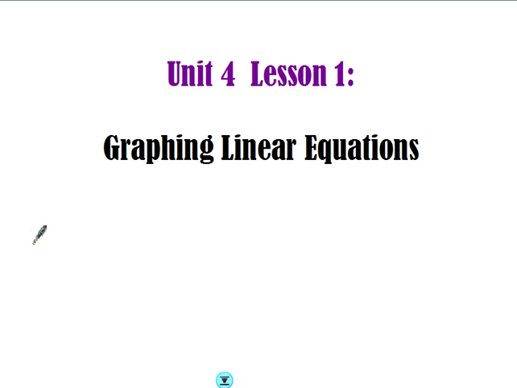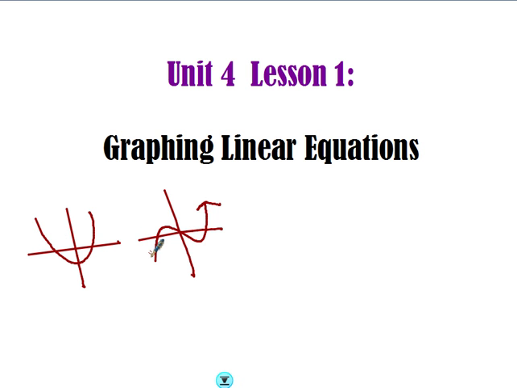So you could have lines like this, lines like this, all types of lines. The one that we concentrate on in 8th grade is called a linear equation. And those will be the ones with just straight lines. We're only going to be looking at straight lines.